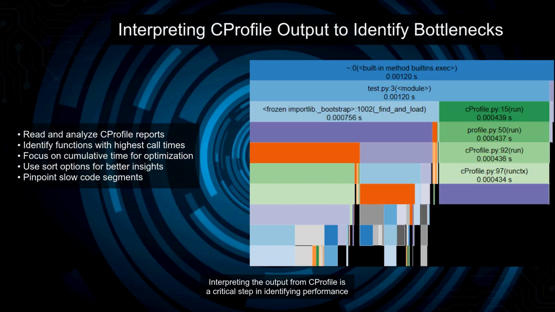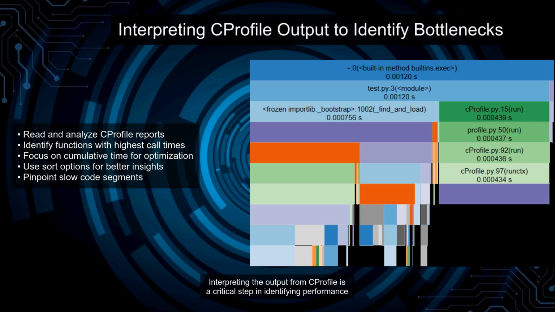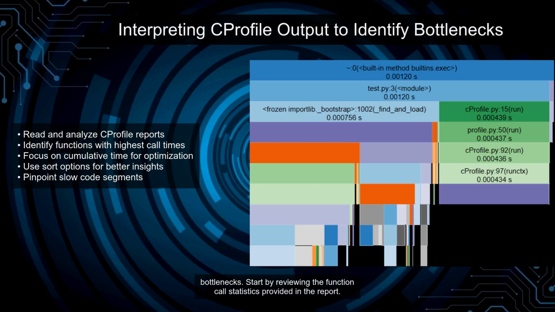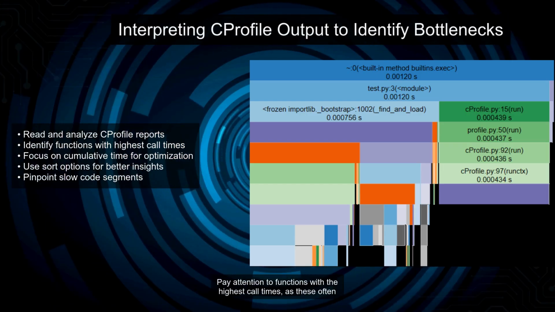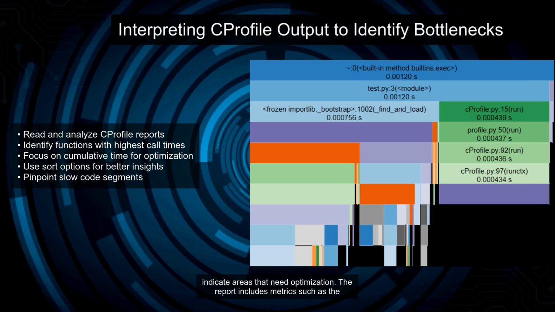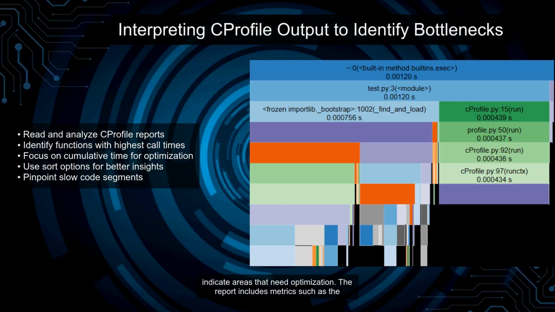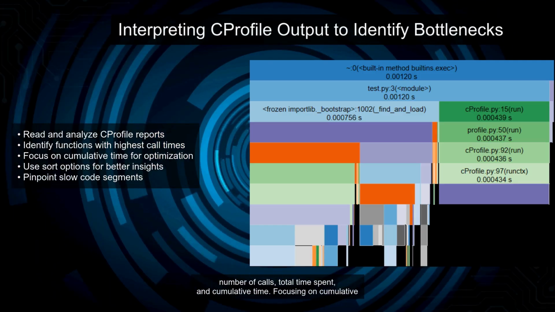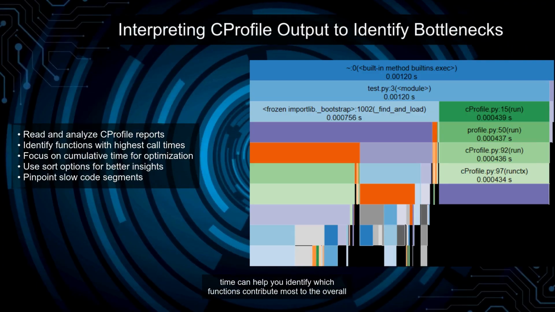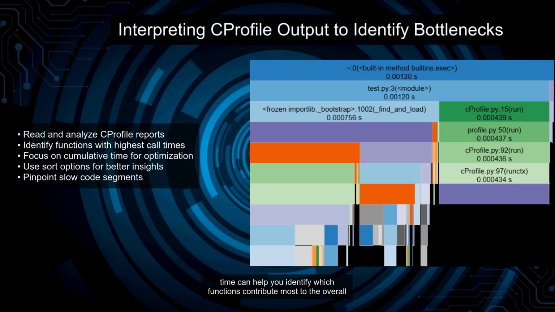Interpreting the output from Profile is a critical step in identifying performance bottlenecks. Start by reviewing the function call statistics provided in the report. Pay attention to functions with the highest call times, as these often indicate areas that need optimization. The report includes metrics such as the number of calls, total time spent, and cumulative time. Focusing on cumulative time can help you identify which functions contribute most to the overall runtime.